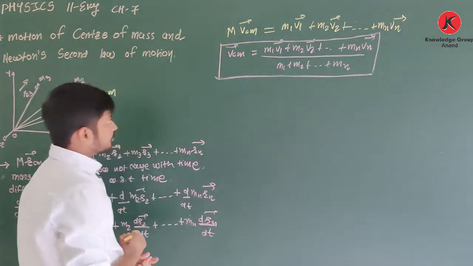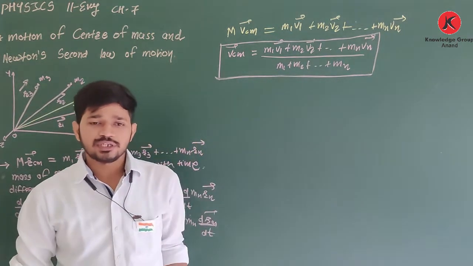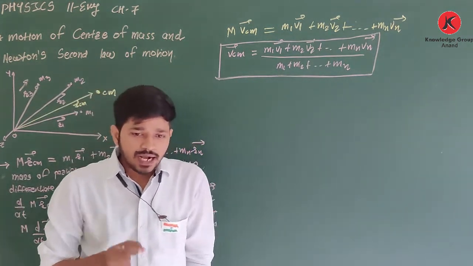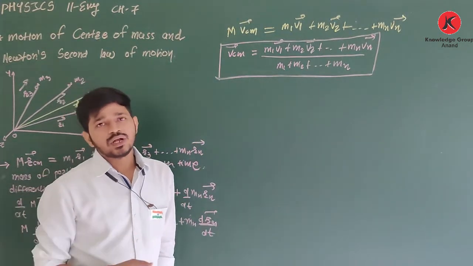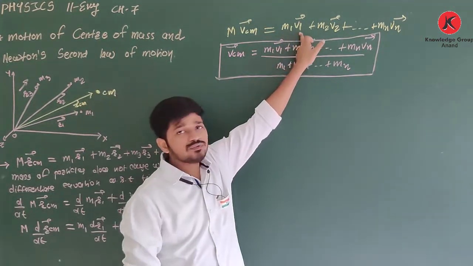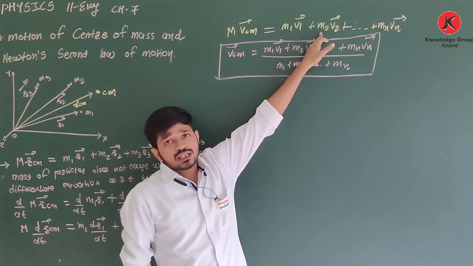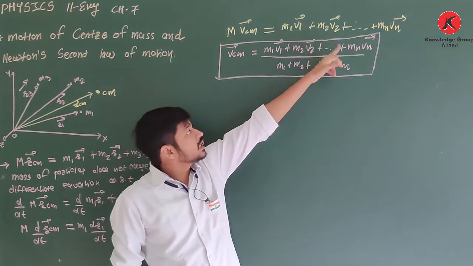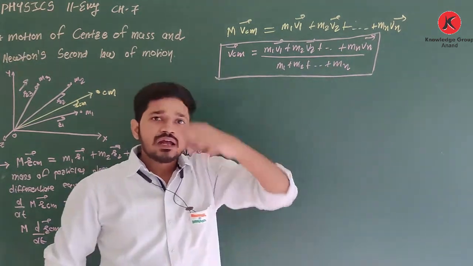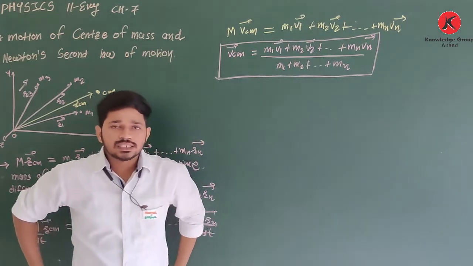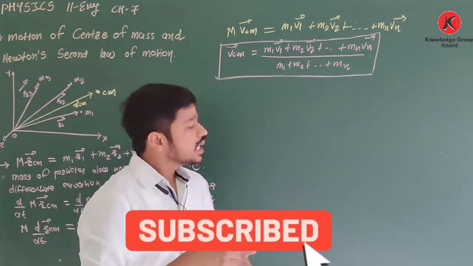Now we know one quantity, linear momentum. What is linear momentum? Linear momentum is equal to mass into velocity. So m1 v1 is the mass of the first particle and velocity of the first particle, m2 v2 is the mass and velocity of the second particle, mn vn is the mass and velocity of the nth particle. Mass into velocity is called linear momentum.